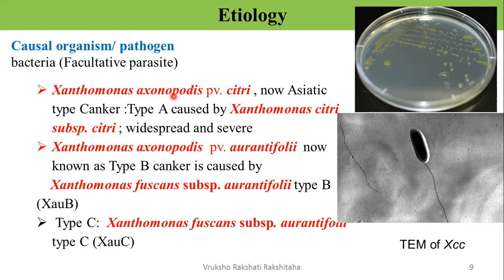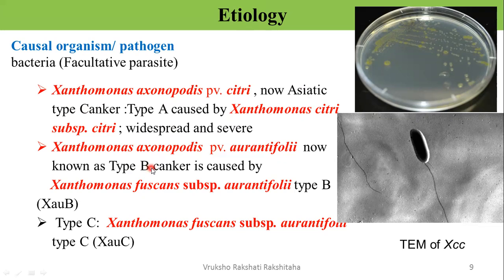Xanthomonas oxynoporus pathover citri, which is now also called Xanthomonas citri, subspecies citri, causes type A type of the canker. It is also called as Asiatic type canker. This is most widespread and severe.